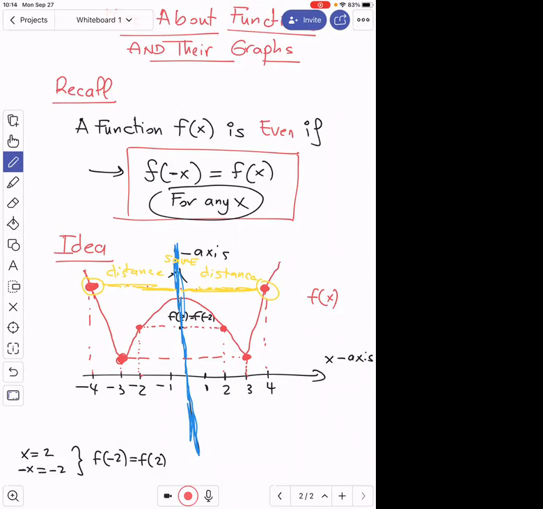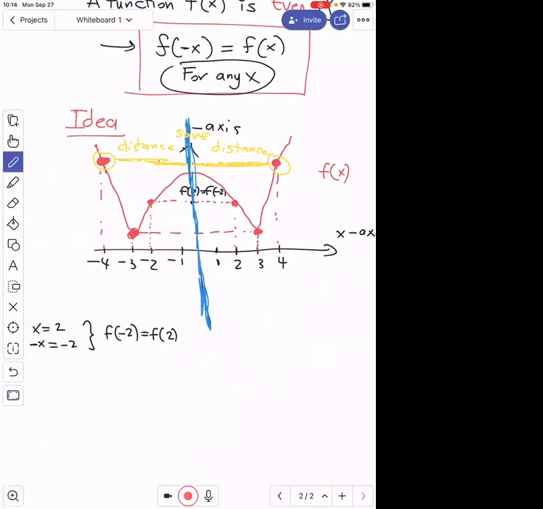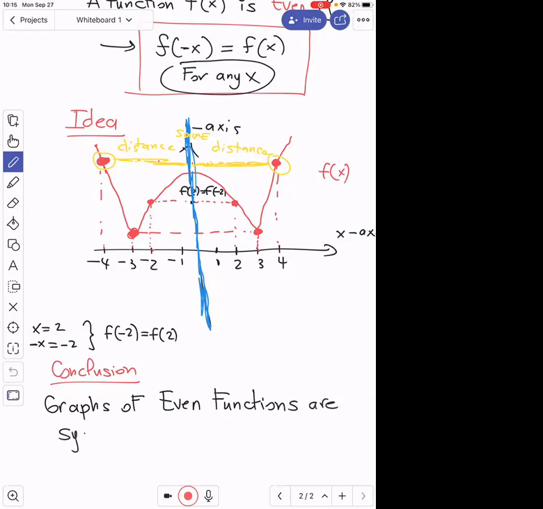So that's why even functions are kind of interesting, because their graphs have this property that they're symmetric about the y-axis. So what we can deduce from this, the conclusion here, is that graphs of even functions are symmetric about the y-axis.